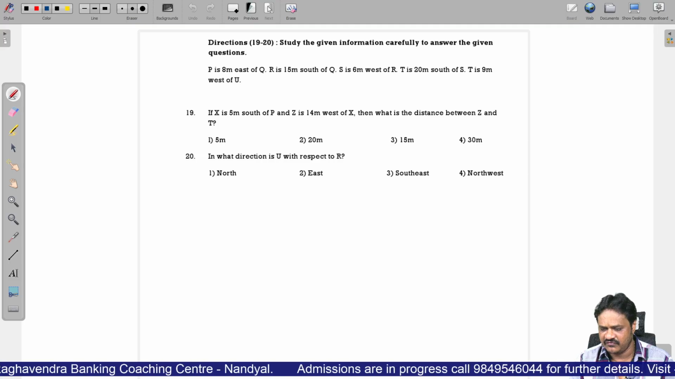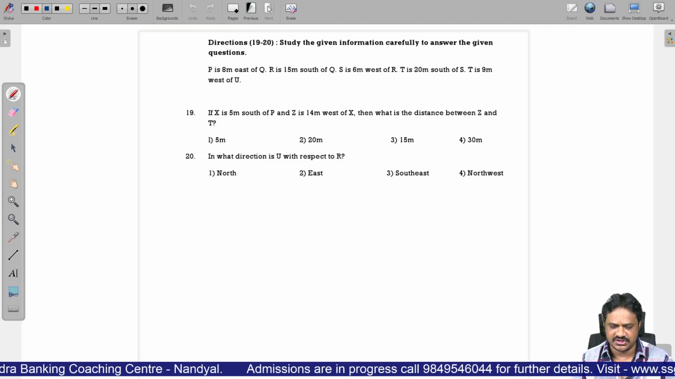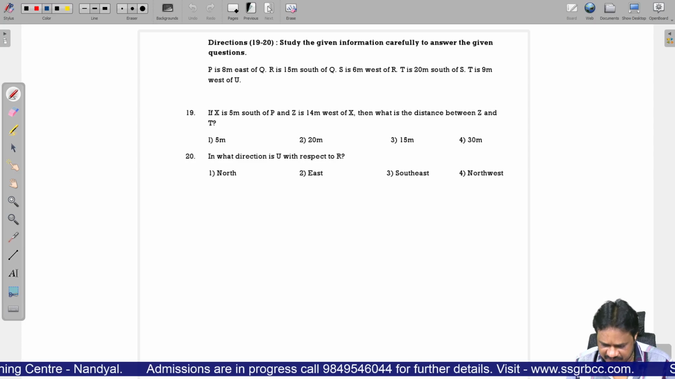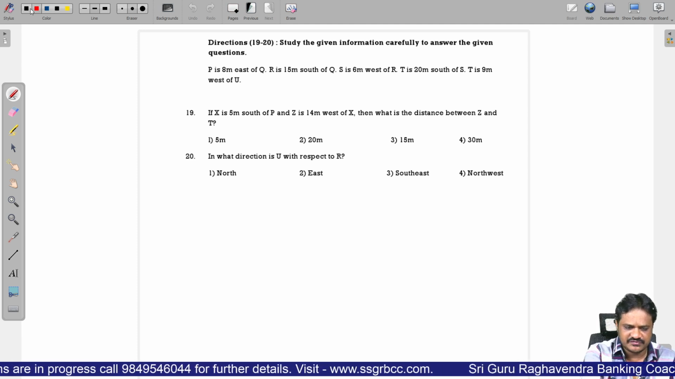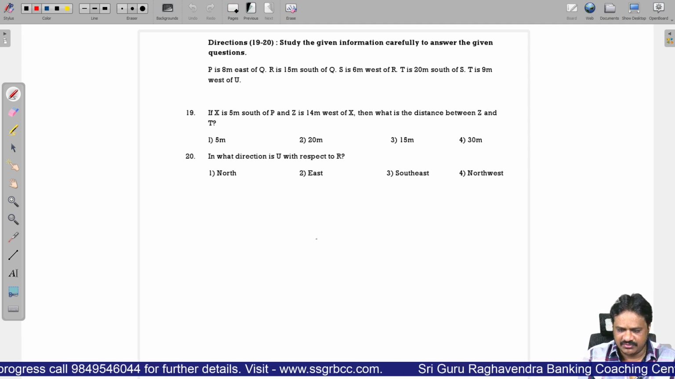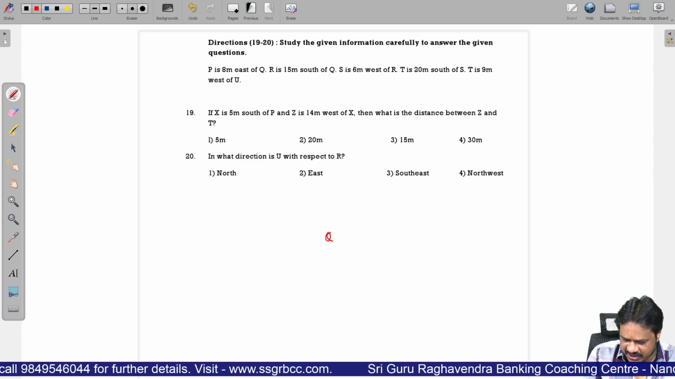Study the following information to answer the question. P is 8 meters to the east of Q. R is 15 meters south of Q. S is 6 meters to the west of R. T is 20 meters to the south of S. T is 9 meters west of U. Now I am writing Q.